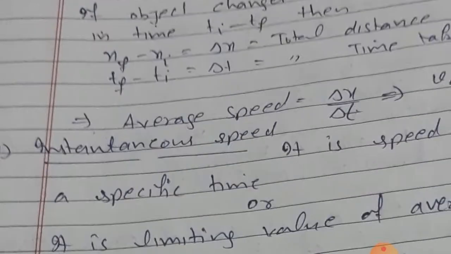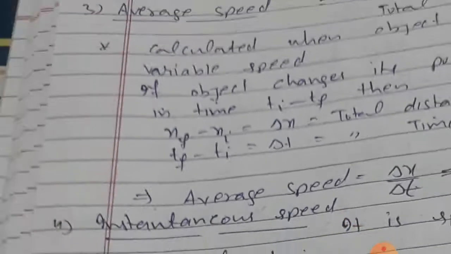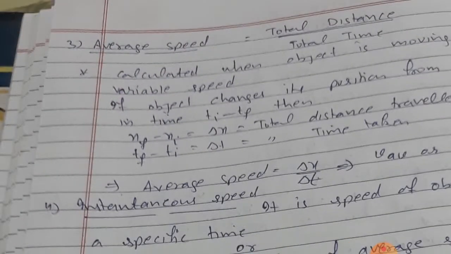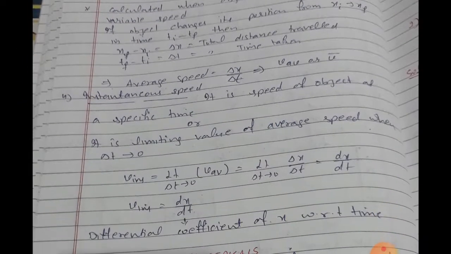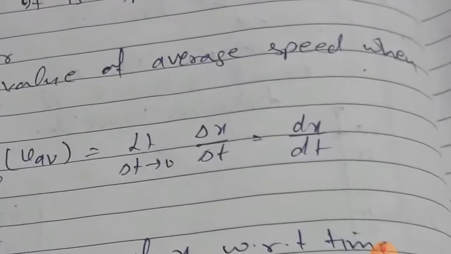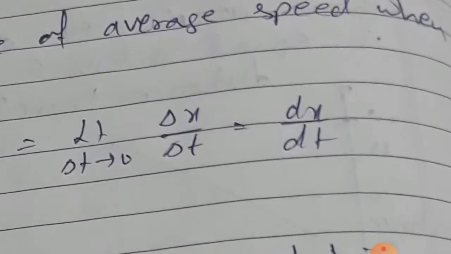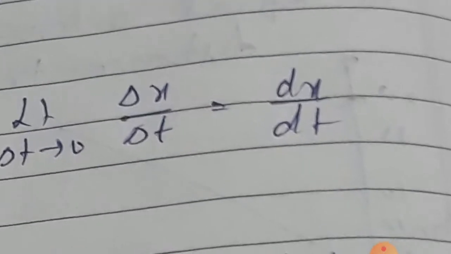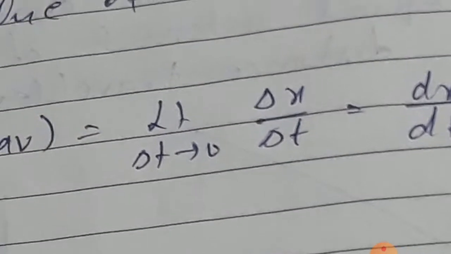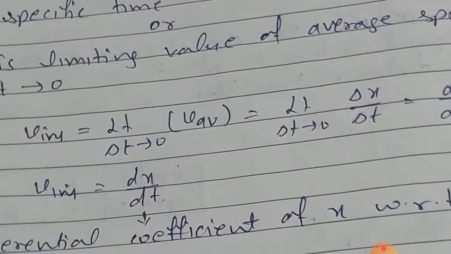Delta t, we saw above, delta t is tf minus ti. If delta t approaches 0, it means tf minus ti is approximately equal to 0, or you can say that tf is equal to ti, meaning there is a negligible change in time. And if we are talking about negligible change in time, it means time remains constant. That is, we are not talking about a time interval, we are talking about a fixed time. So speed at that time is called instantaneous speed.